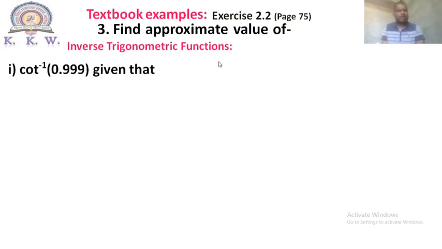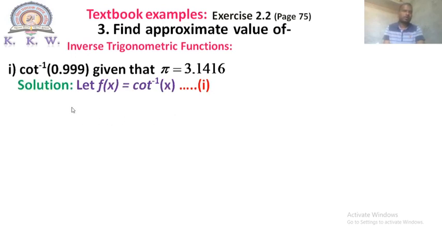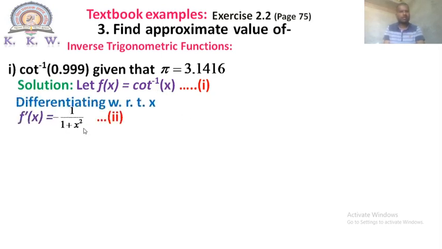Now the next example is: find the approximate value of cot inverse of 0.999, given that pi is equal to 3.1416. We define the function f of x as cot inverse of x. Differentiating it with respect to x, the derivative of cot inverse x is minus 1 upon 1 plus x square. Now we take the value of a very near to 0.999. Take a equal to 1. h is 0.999 minus 1, equal to minus 0.001.